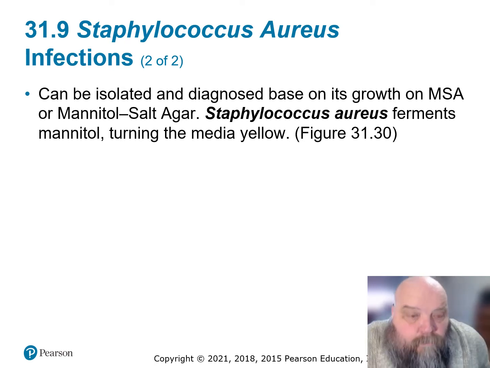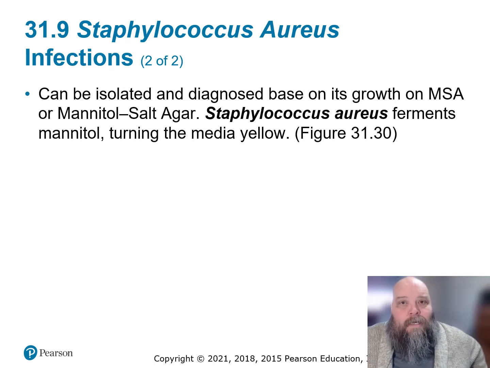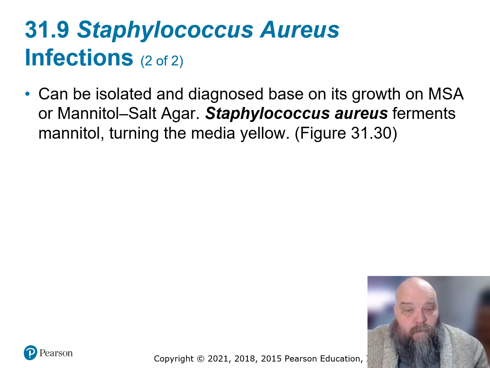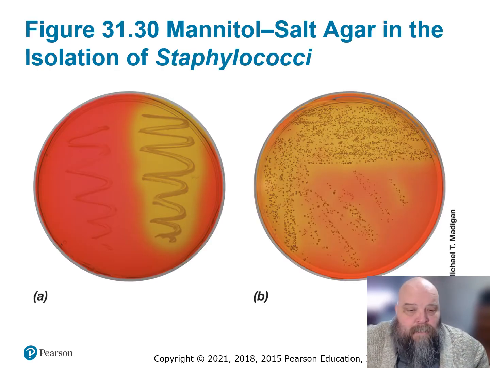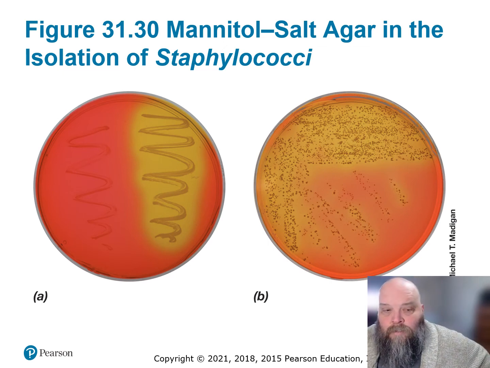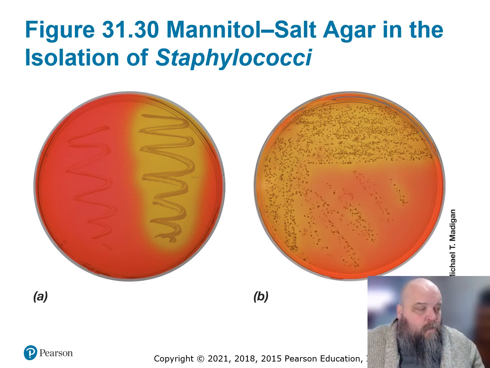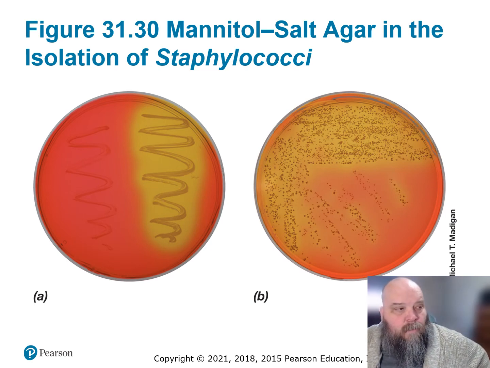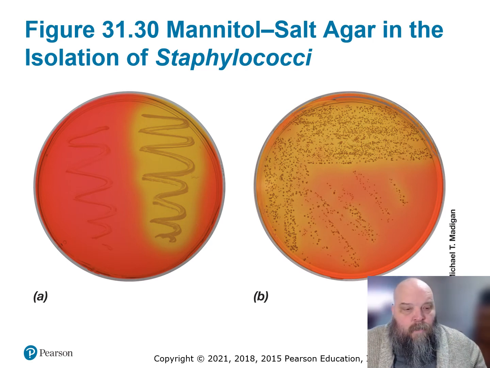Staph aureus, as we have seen in lab, mannitol salt, blood agar, two ways to isolate and identify. Mannitol salt on the left shows that, yes, other things can grow there, but Staphylococcus aureus is the one that will ferment. Ferments the mannitol, changes the pH, and there you go.